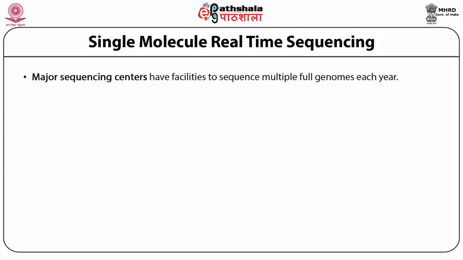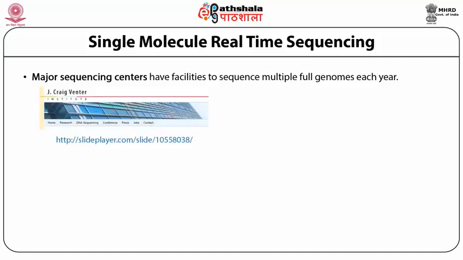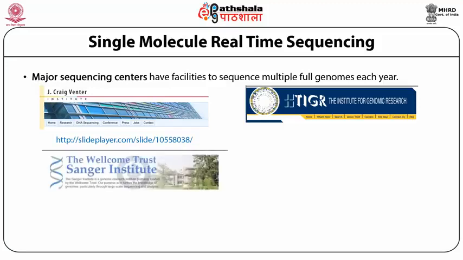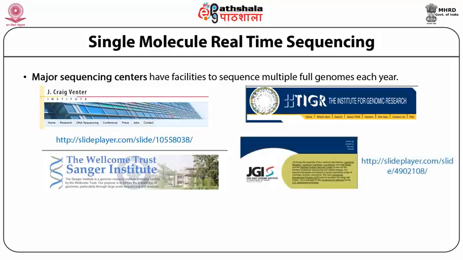So with the invention of different technologies of DNA sequencing, major sequencing facilities have been established, like the Craig Venter Facility, TIGR, the Institute for Genomic Research, Wellcome Trust Sanger Institute, and JGI Institute. These institutes have massive facilities for sequencing whole genomes.